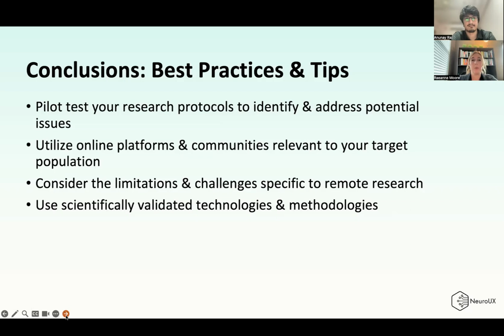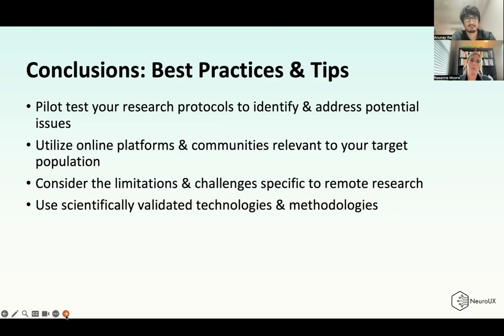In terms of recruitment, with these remote protocols, we can expand beyond our typical local recruitment infrastructures. And there are lots of great online platforms and communities to utilize to reach your target population. And so you can do recruitment much more quickly, answer important research questions, and disseminate findings much more quickly as well.